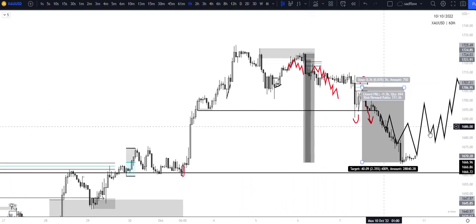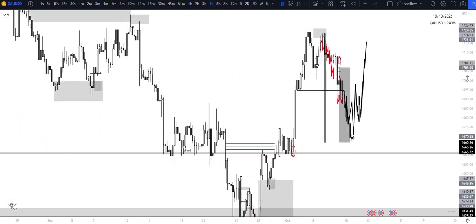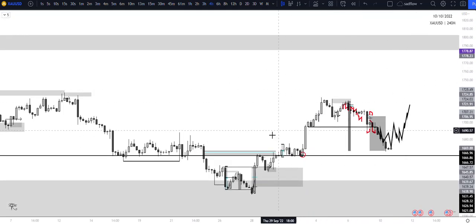So with that being said, again, I'm still looking for reaccumulation if we can come down and grab this Monday's low on XAU USD. I've actually really been only focusing on XAU USD for the past couple weeks, past couple months, as ETH and Bitcoin aren't really making their moves.